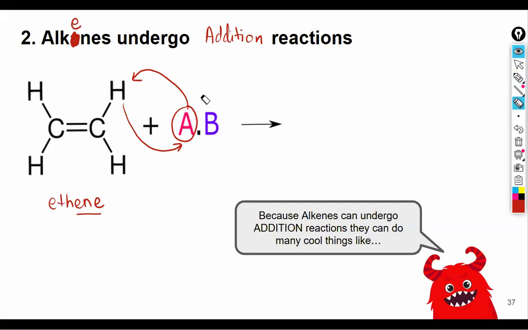They undergo addition reactions. So when the ethene meets A and B, the ethene is like real, how you call it, like real welcoming and whatnot. He says, A and B, you all look lonely. Do you want to join our party? And they make space for both A and B. They take A and B and add it into their structure. So let me show you how this works.